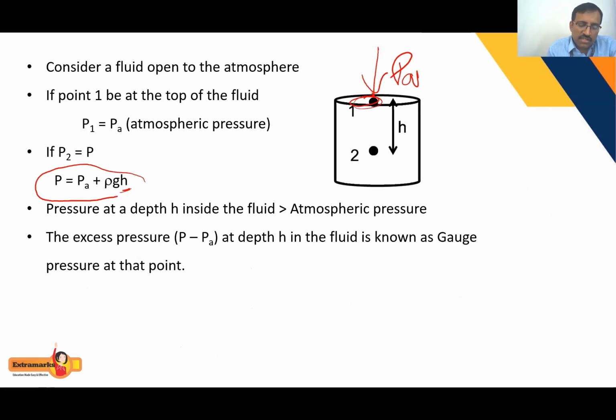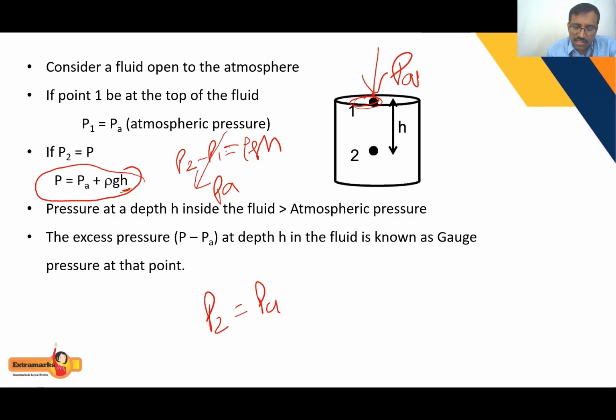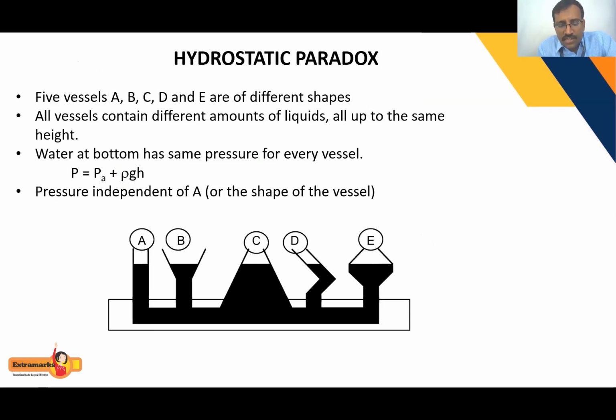If it is open to the atmosphere, then as from the previous one, P2 minus P1 is equal to rho GH. What is P1 here? P atmosphere. Then this P atmosphere goes to that side. Then P2 is equal to P atmosphere plus rho GH. That's it. Now we are talking about a very important topic, which is hydrostatic pressure.